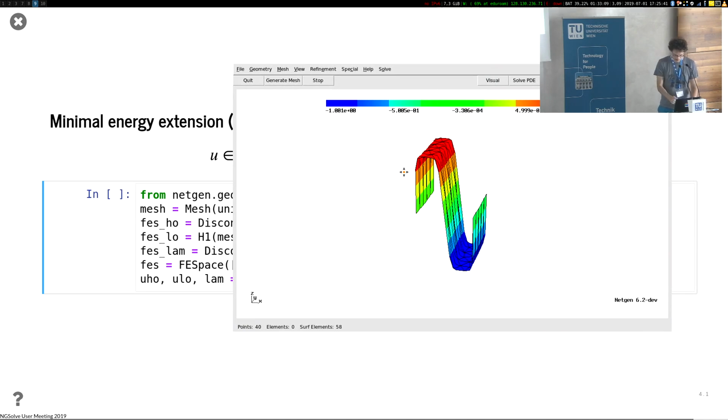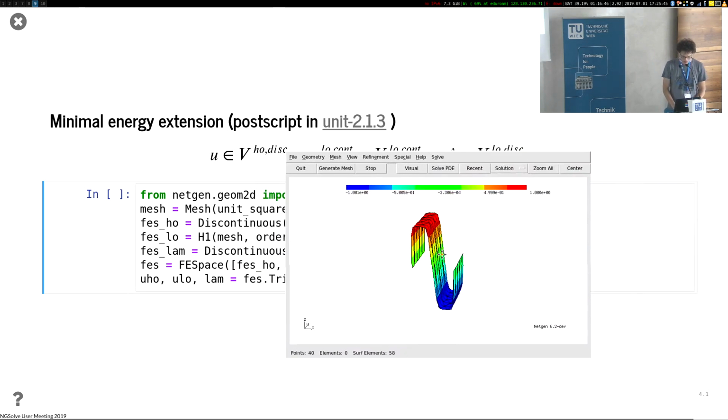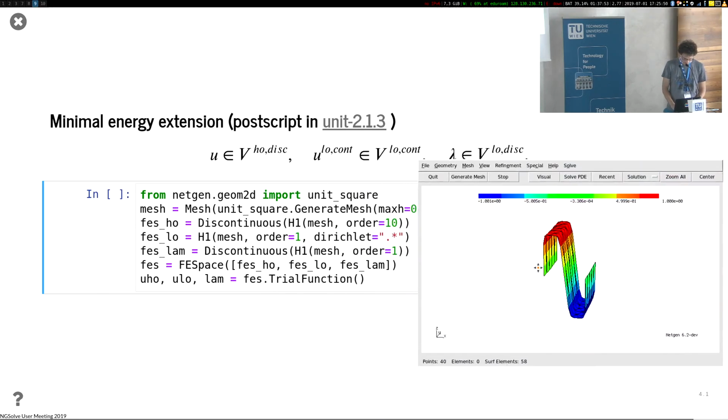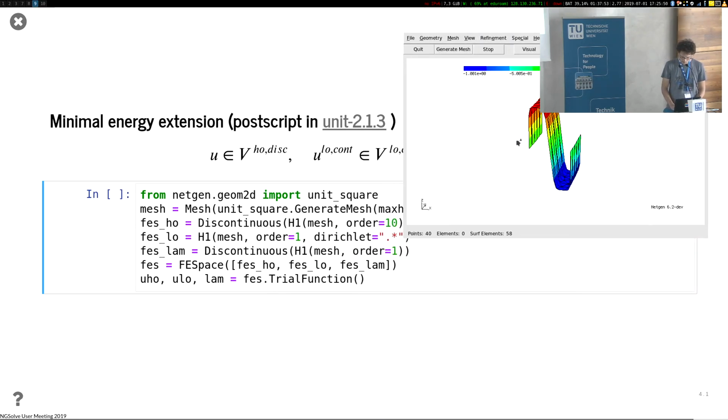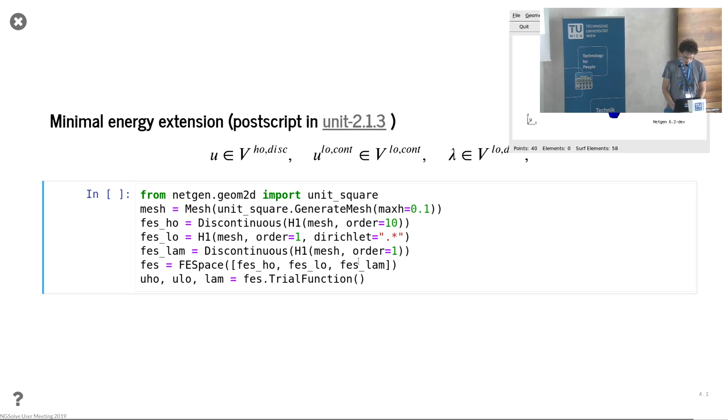And there's one last thing which is not in your tutorials, but which was in Jay's part, which I at least briefly want to try to explain again. So the question was for the BDDC, how to get this picture with the connected dots, the vertex, the high order functions which are connected at the vertices, but discontinuous otherwise. And there you have the postscript block, so you can take a look at unit 2.1.3 at the end, so you all have this there already.